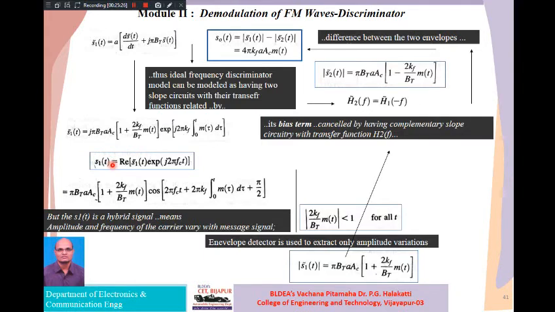So what is the relationship between S1 of t and S1 hyphen of t? S1 of t is the frequency modulated wave, and S1 hyphen of t is the output of the slope circuit. This S1 hyphen of t will contain not only the frequency variation but also amplitude variations. The amplitude of the carrier also got varied according to the message signal when you pass it through the slope circuit. This is a very key point.